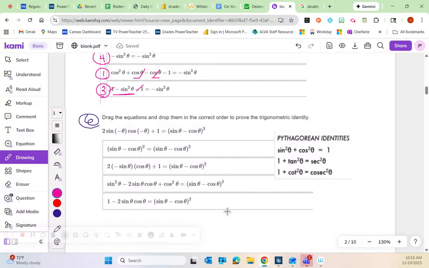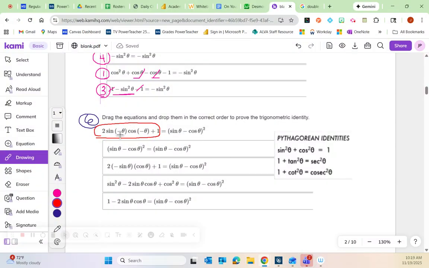Number 6, drag the equations and drop them in the correct order to prove the trig identity. So same concept here. We're starting with this side, 2 times sine negative theta times cosine negative theta plus 1. And then we've got this side, which is a little bit simpler, sine minus cosine squared. So we're going to take the messier side and we're going to do algebra and use our trig identities. And we're going to make it look like the right-hand side, hopefully.